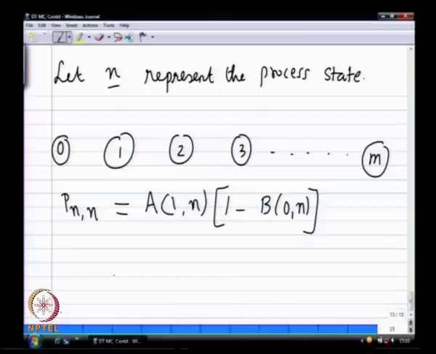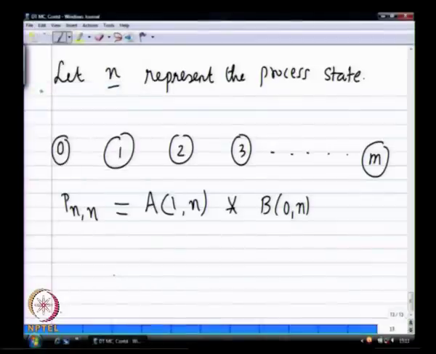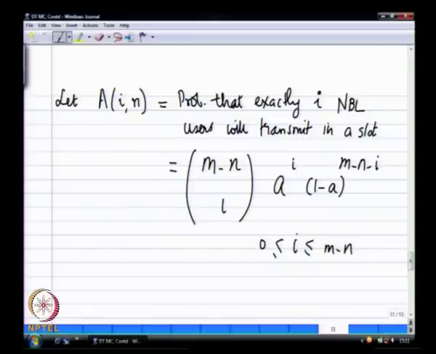Oh sorry, no, I am writing the wrong expression. This is B. Why am I looking for an eraser, the eraser is here. No, I am starting in state n. I do not want any of the backlogged users to have sent, and I want to remain in state n, so I have only one unbacklogged user who has successfully sent the packet. How many users are there in total? m. So it should be A of 1 comma m minus n into B of 0 comma n. No, no, no. If you remember the definition, n is captured in the formula there, it is m minus n. A of 1 n is defined with m minus n choose i, it is not A of i, m minus n.